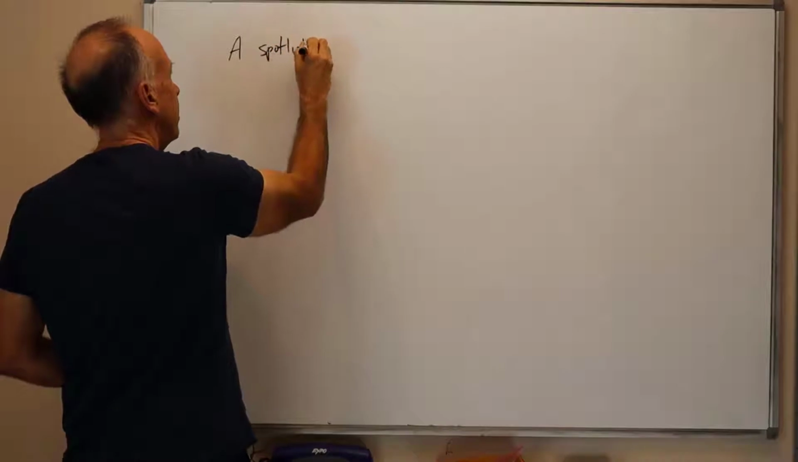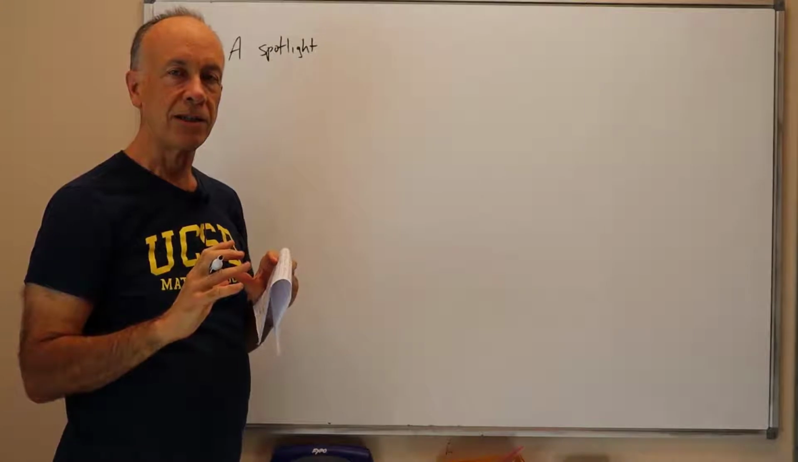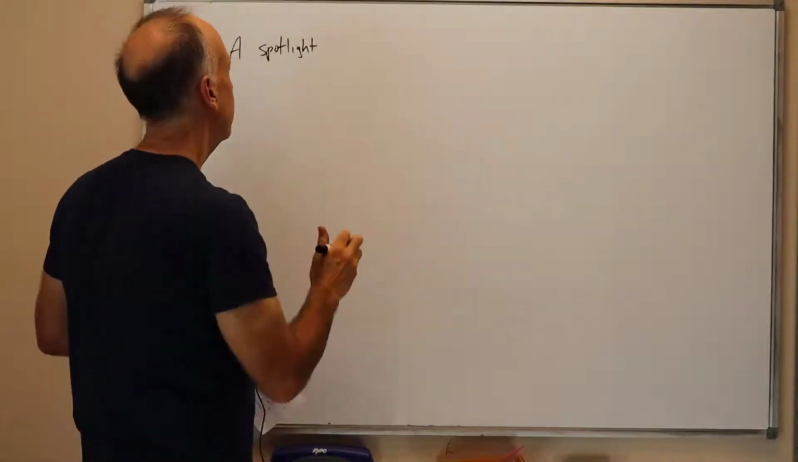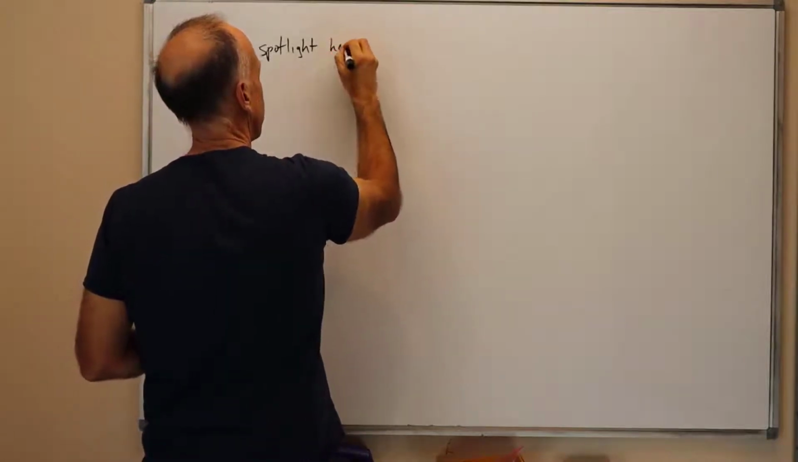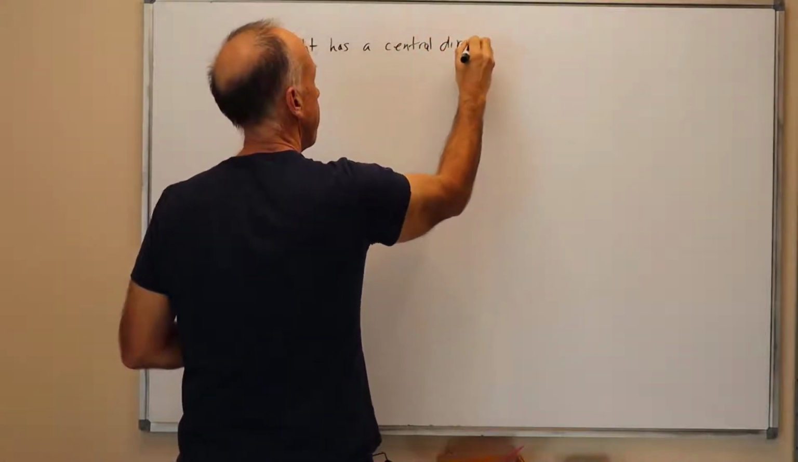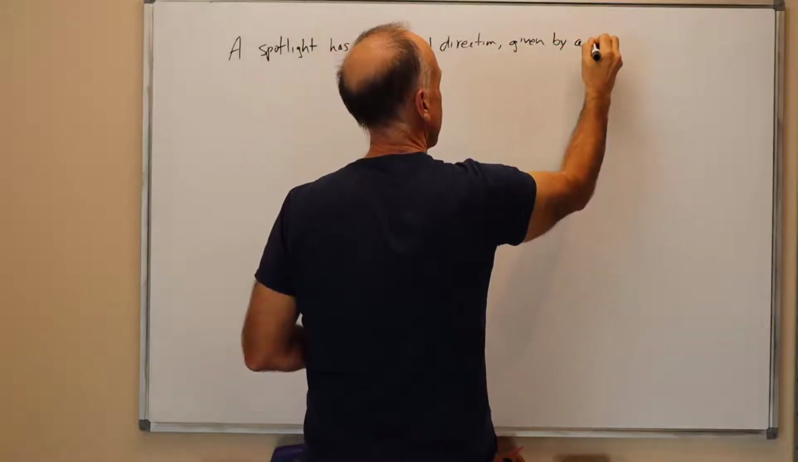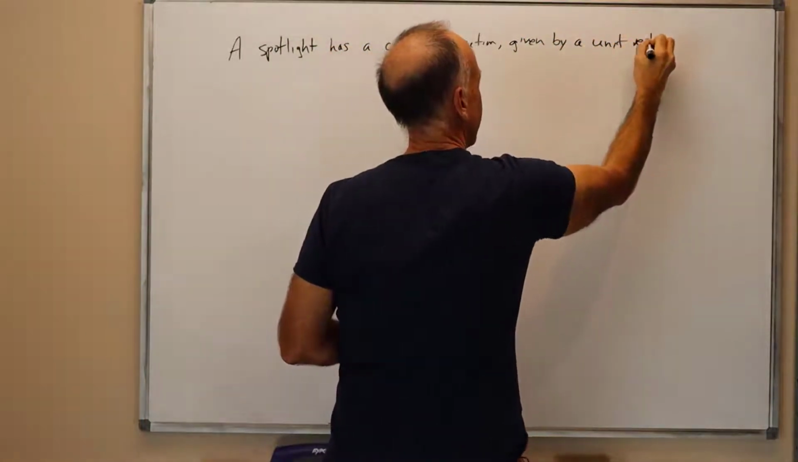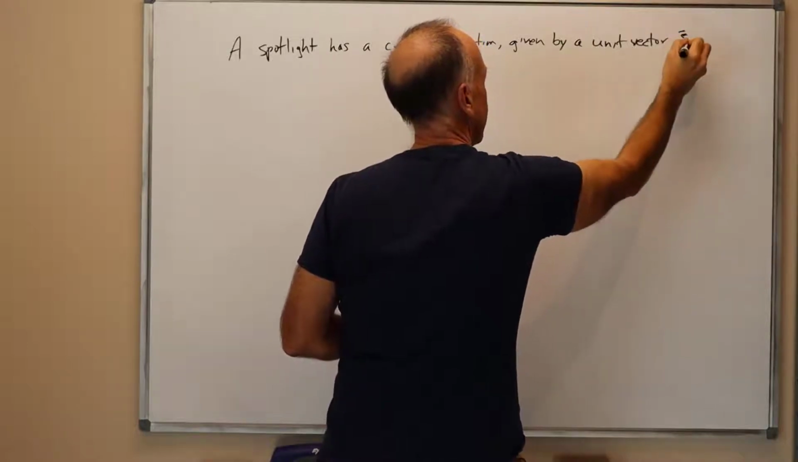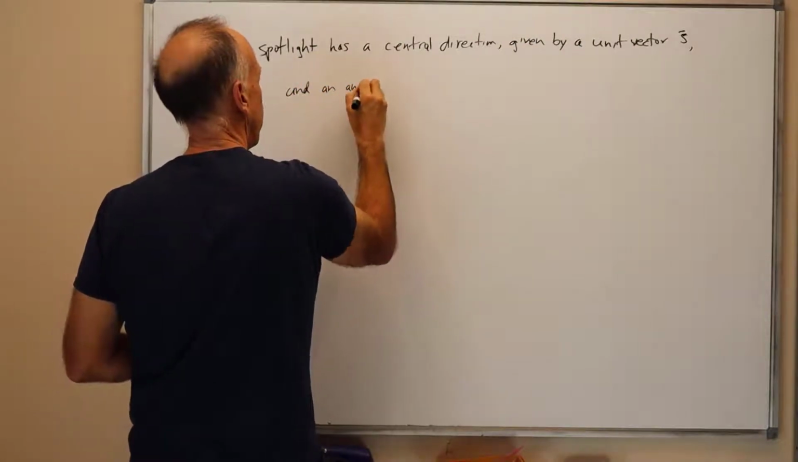A spotlight is a light that shines light out in a cone around some central direction. So think of a stage light shining a spotlight onto somebody. That's what we have in mind for a spotlight. A spotlight has a central direction in which the light is shining, given by a unit vector s, which is the direction of the spotlight, and it has an angle theta of spread.